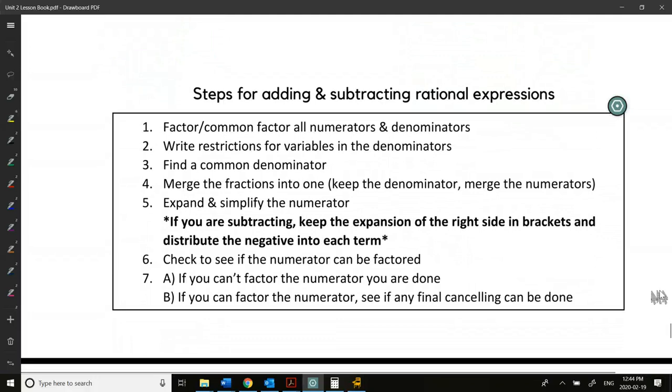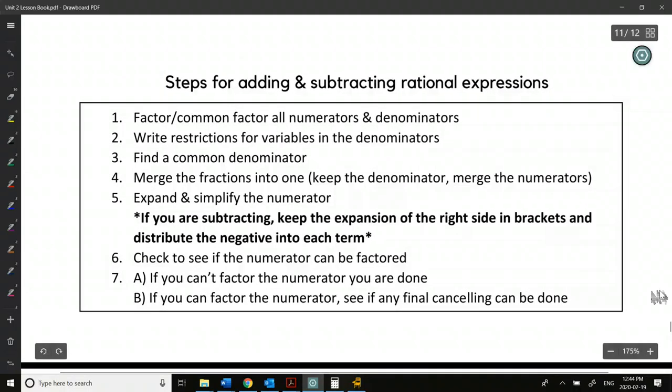Let's continue. All right, so I've listed out some steps for you guys with adding and subtracting. As we do with multiplying and dividing, we want to factor and common factor everything first. It allows us to see restrictions more easily. It will allow us to cancel and reduce in the individual fractions if possible. And then it helps us when we go to find common denominators. Okay? So the goal is that we factor everything, start a little restrictions list, and then find a common denominator and merge those things together. And then we'll get to the second part of that.